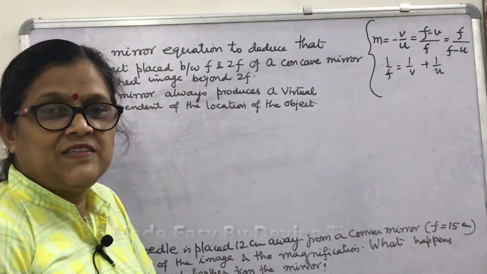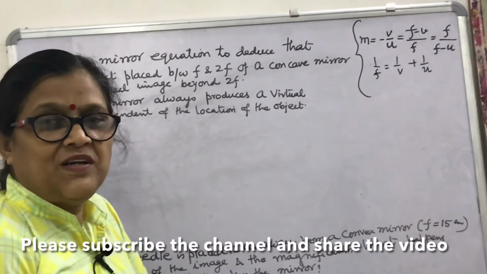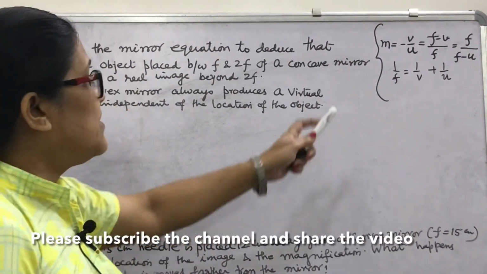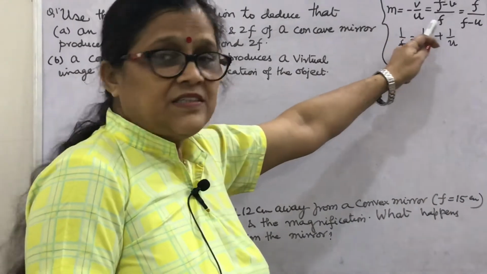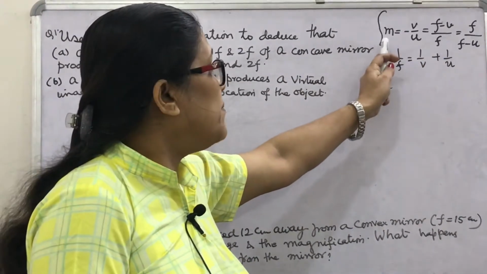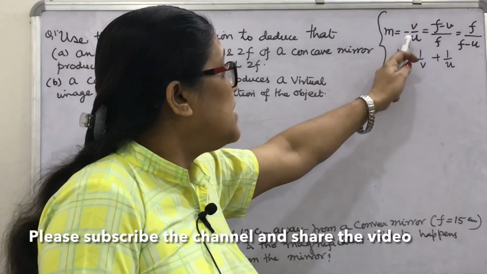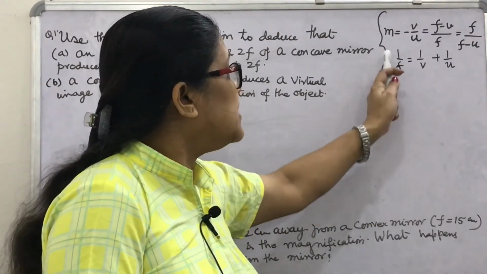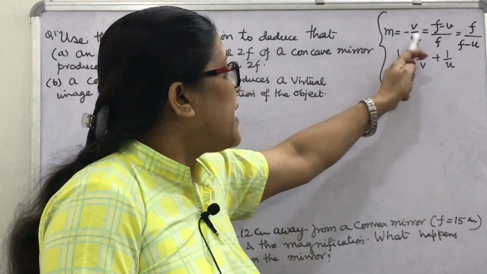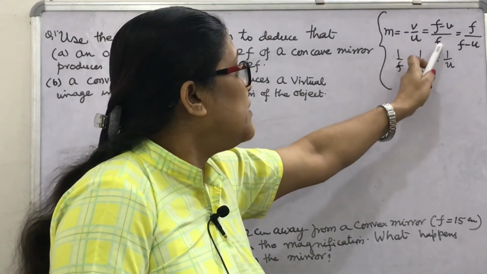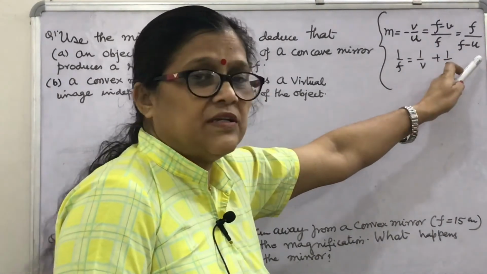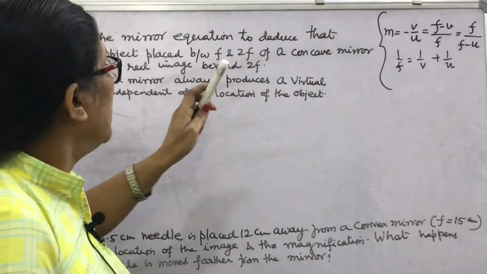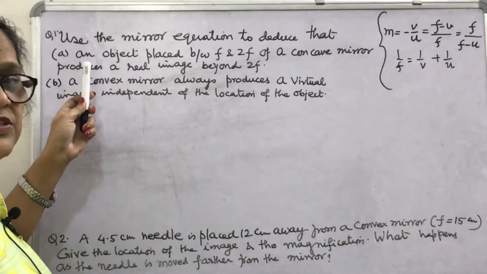Today we will discuss numericals based on plane and spherical mirrors. We have already discussed these relations in the previous video. Magnification M for a mirror has the formula minus V by U, and from the mirror relation we have seen that M can be written in terms of F as F minus V upon F and F upon F minus U. Okay. Now see the first question.